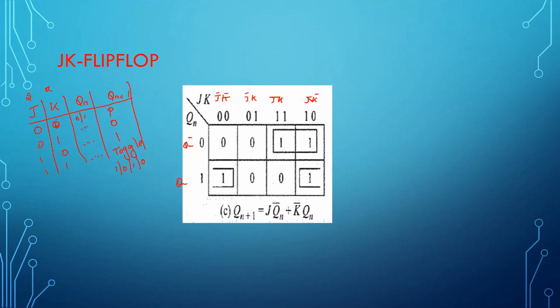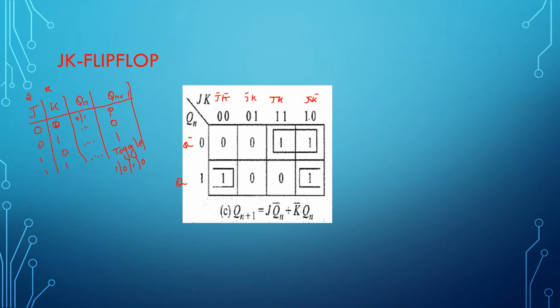If it is 1, 1 here, concentrate on this, it has to toggle. Toggle means how are you going to fill it up here? If it is 1 and 1, you will check what is the present data. Present data is 0. So toggling means, what can 0 change to? 0 has to change to 1. So if it is 0 and the input given is 1 and 1, it has to become 1.